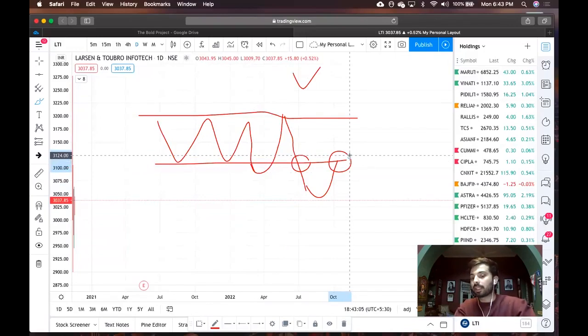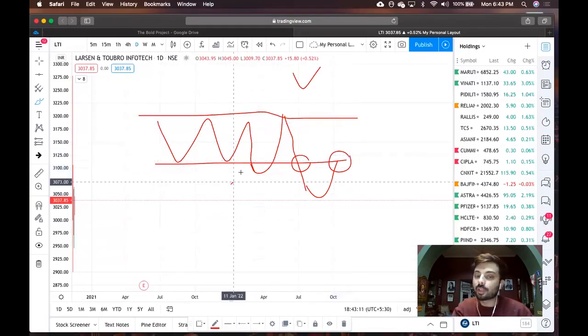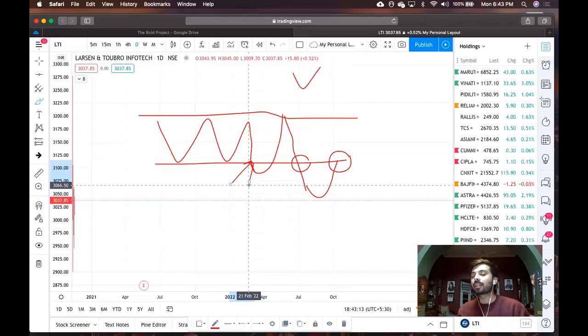Market is very simple, guys. You have to understand it and be patient. The main thing is be patient. A lot of people enter over here because the breakout happens and things go bad, things reverse.